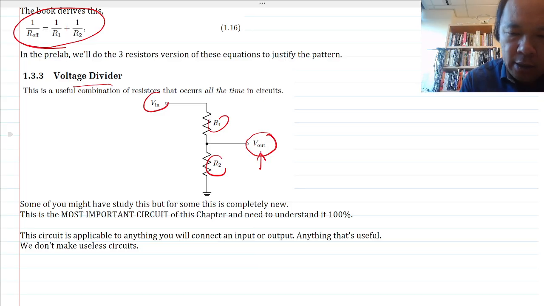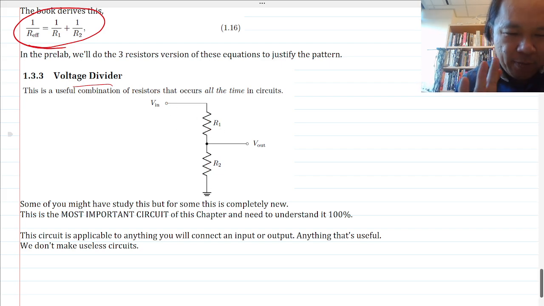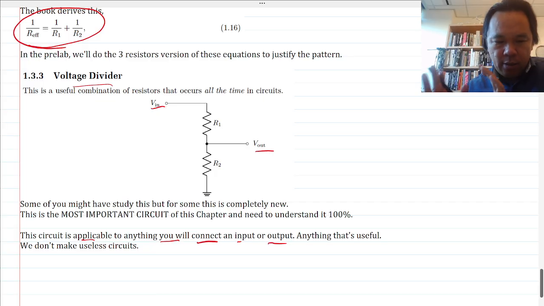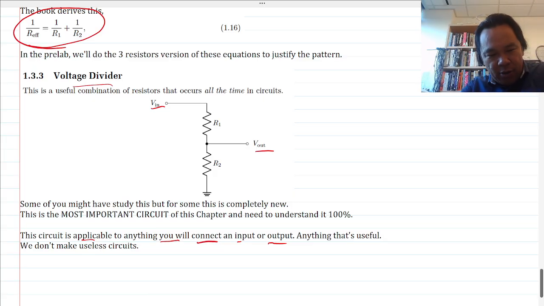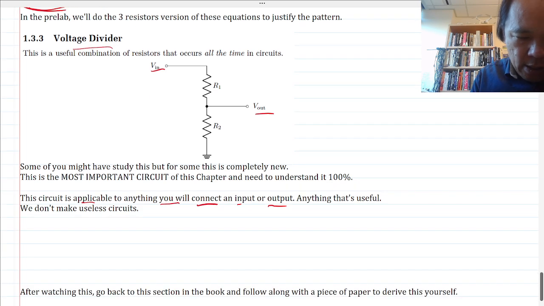This is one of the most important circuits. Surprisingly, it looks very simple, but it's a surprisingly useful circuit. So we really need to make sure that we understand how this circuit works. This circuit is applicable to anything where you can connect an input to an output. If you have a circuit that has no input or output, it's kind of useless, and we don't want to make anything that's useless.